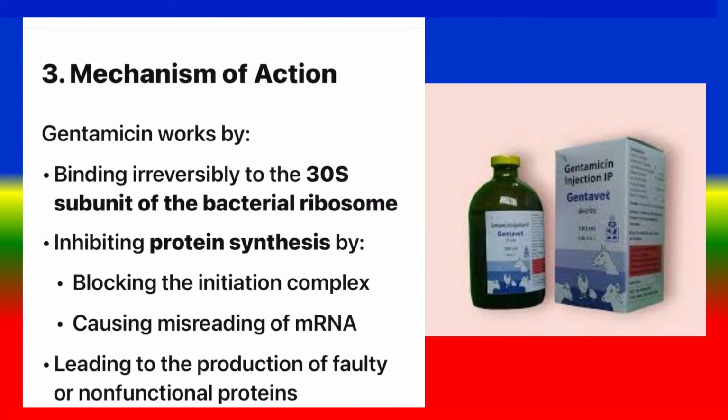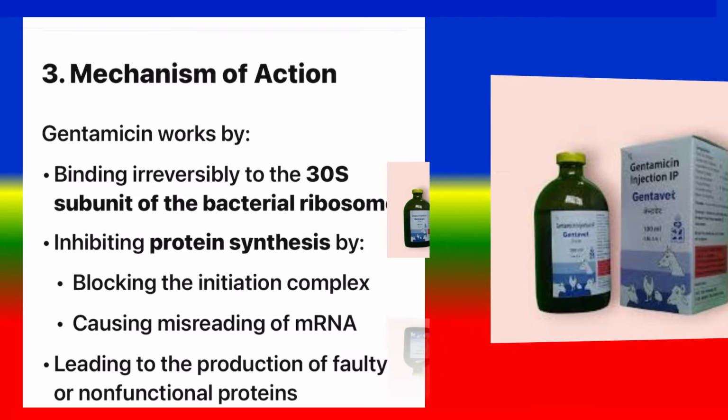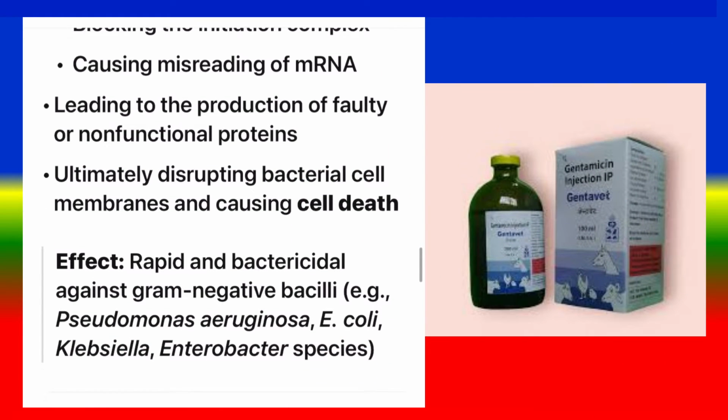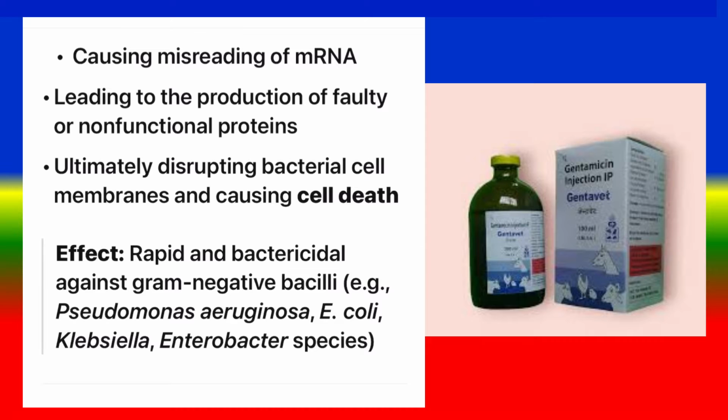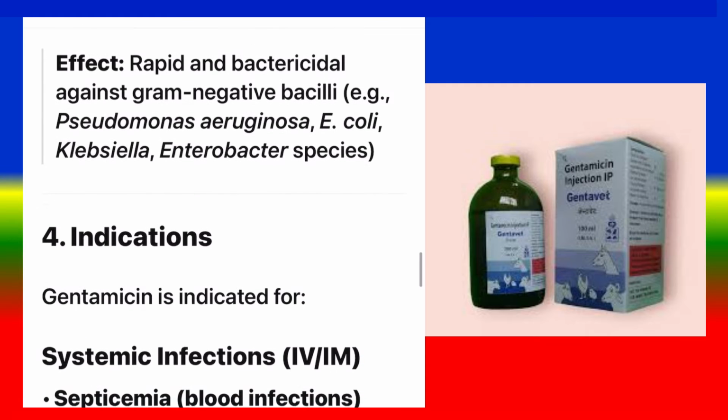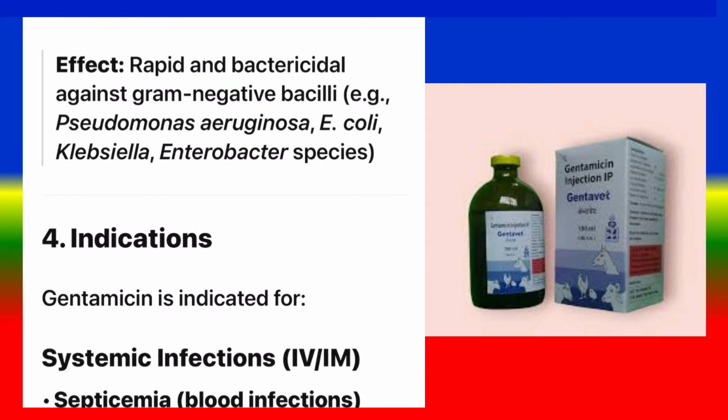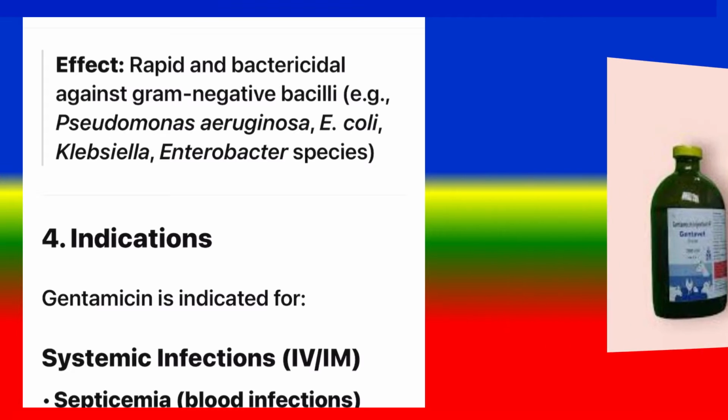Number 3. Mechanism of action. Gentamicin works by binding irreversibly to the 30S subunit of the bacterial ribosome, inhibiting protein synthesis by blocking the initiation complex, causing misreading of mRNA, leading to the production of faulty or non-functional proteins, ultimately disrupting bacterial cell membranes and causing cell death. Effect: rapid and bactericidal against gram-negative bacilli, e.g. Pseudomonas aeruginosa, E. coli, Klebsiella, Enterobacter species.